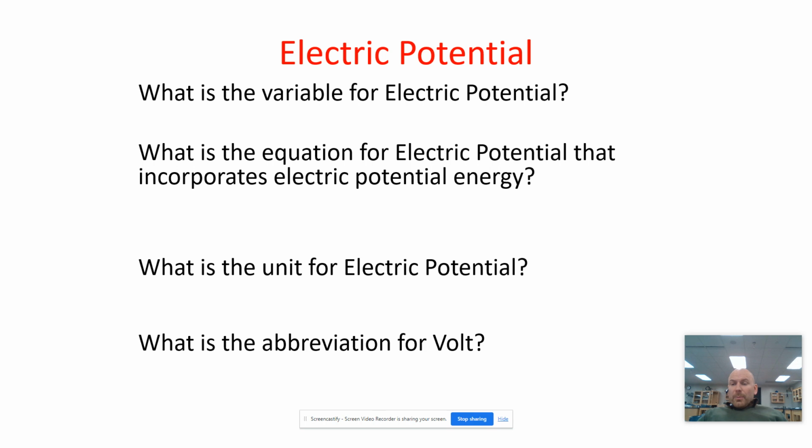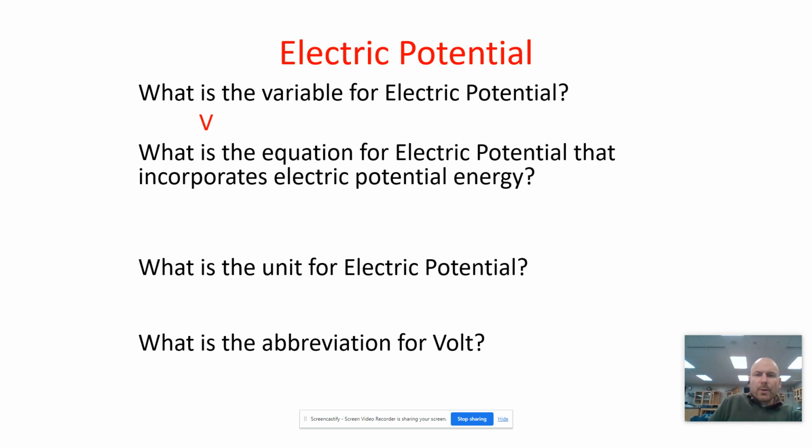Electric potential energy is different than electric potential. It has the same words, just not an energy associated with it. The variable for electric potential is a capital V. It doesn't make sense at this moment in time, but it will later on.